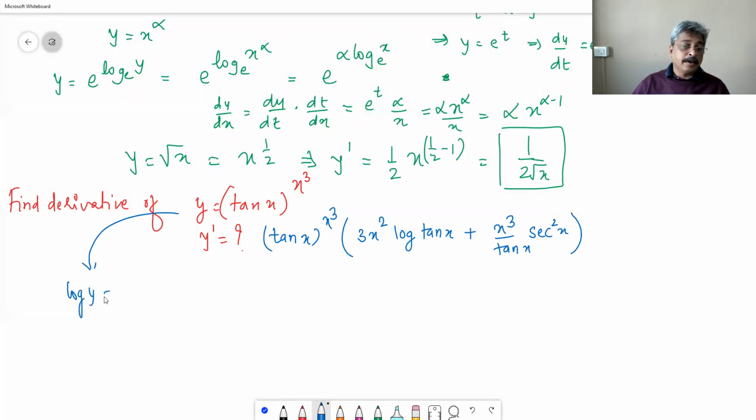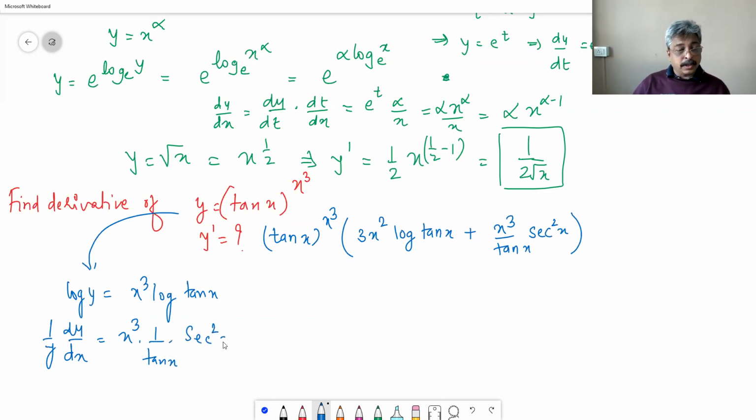Log y is equal to x cube log tan x. Differentiating, 1 upon y into dy by dx is equal to this into this. So x cube into 1 upon tan x into sec square x, plus log tan x as it is into 3x square. Done, right?